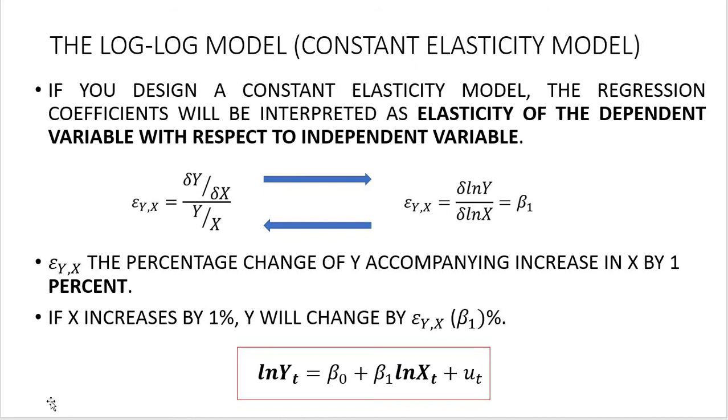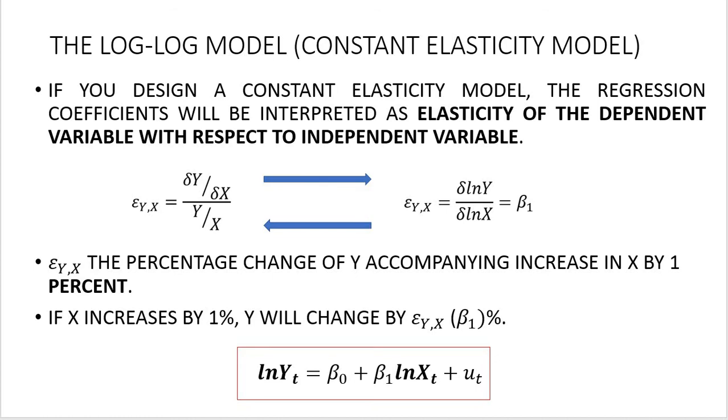If x increases by 1%, then y will change by beta 1%. If beta 1 is equal to 5, let's say, then an increase in x by 1% will result in a 5% increase in y. I would like to underline that in this case we say percent, not percentage point. This is very important because in this case we analyze the relative change of the dependent and independent variable.